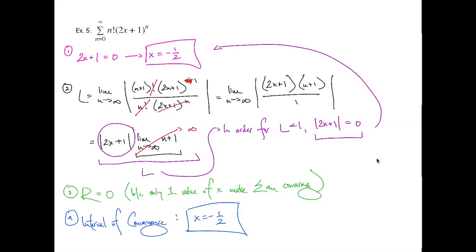Are there any questions about example number 5, or any of the examples that we've talked about today? So for example number 5, the reason why our radius is 0 and the interval of convergence is x equals -1/2 is because we set the absolute value of 2x plus 1 equal to 0, and that's the only value that makes it true in this sense. Correct. Okay. All right, cool.